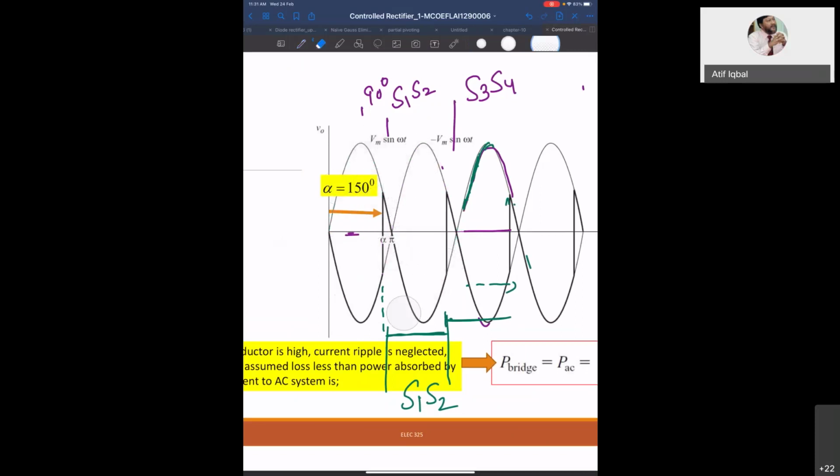So what you see here is that when you have started the conduction at 150 degrees, most of the voltage that appears across the load is negative. Only a small portion is positive.